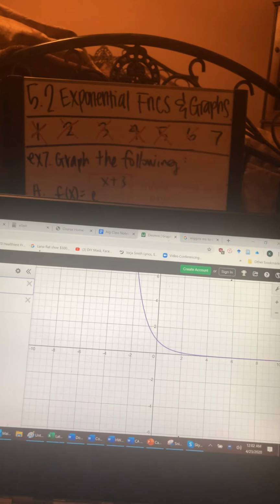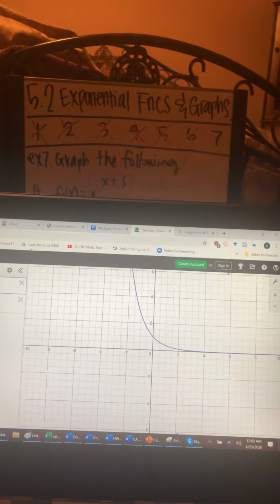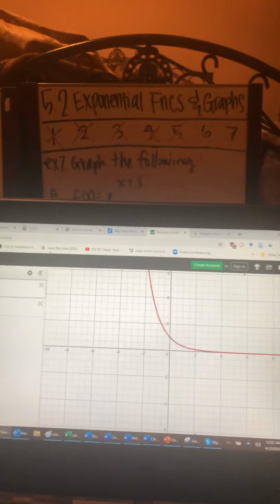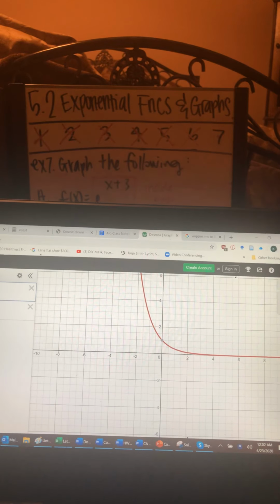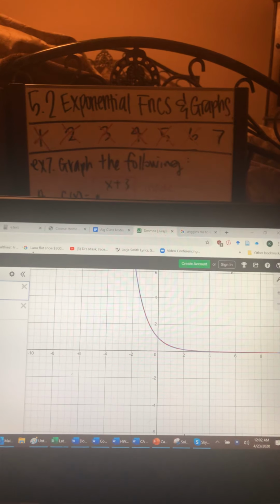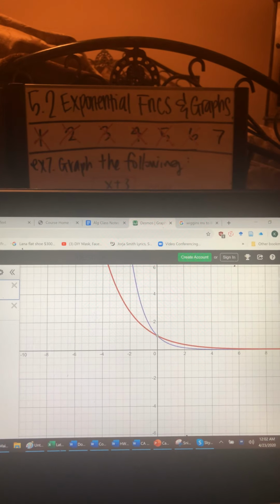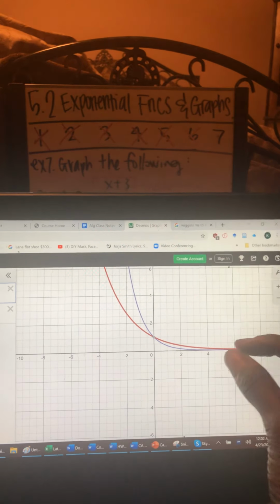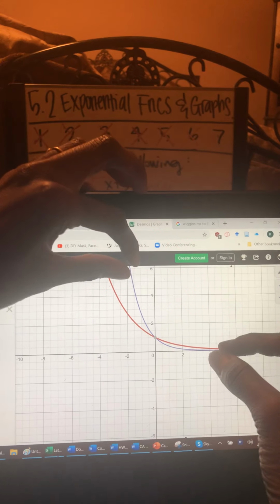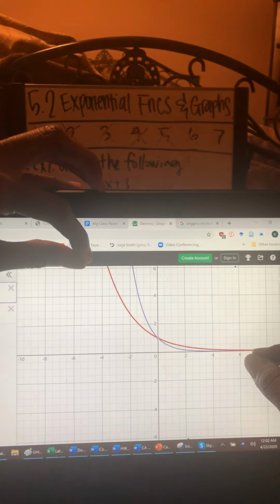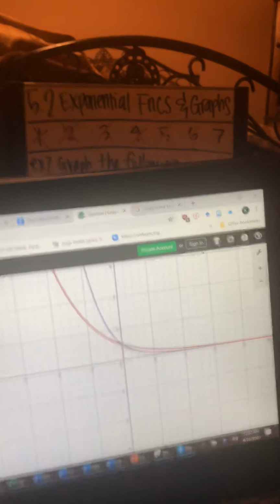So now if we take that e to the negative x and we multiply that x by 0.5, you'll see the horizontal stretch with the red one. So the red one is the horizontal stretch. So we basically just took the ends of the purple and stretched it horizontally, okay, to the red one.